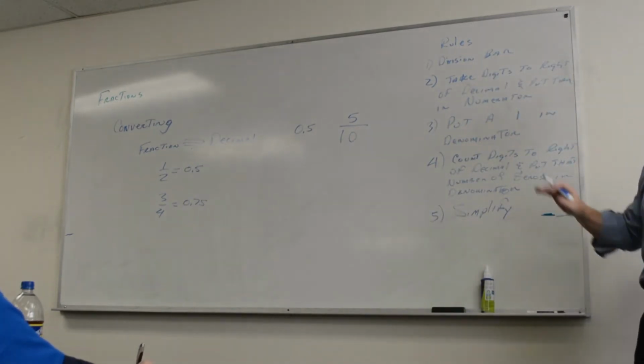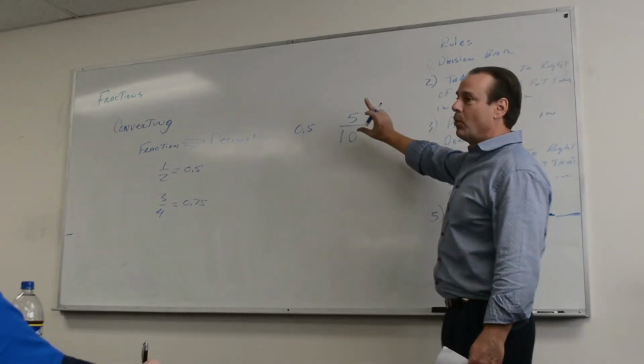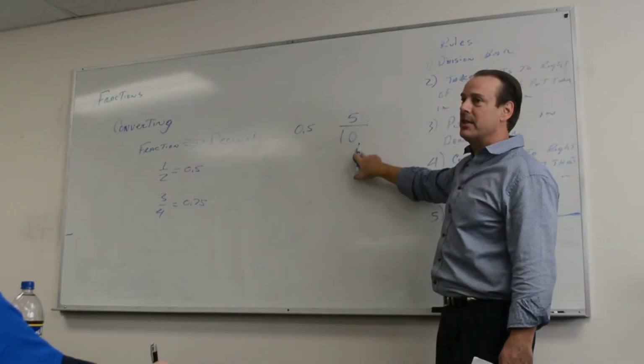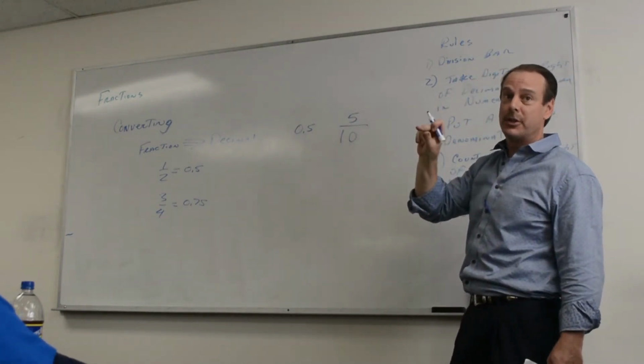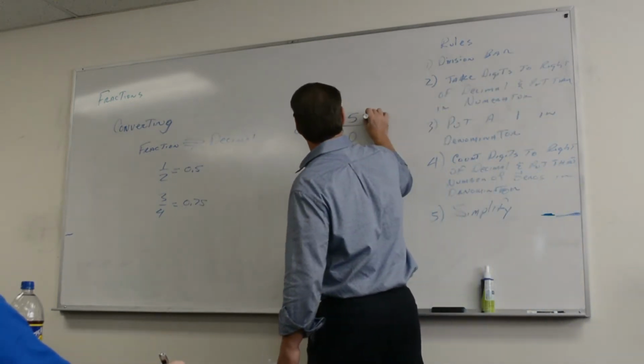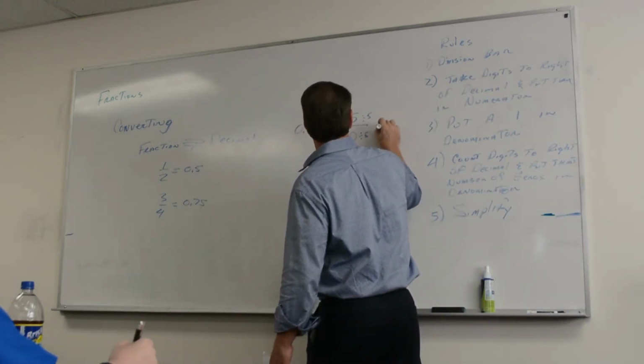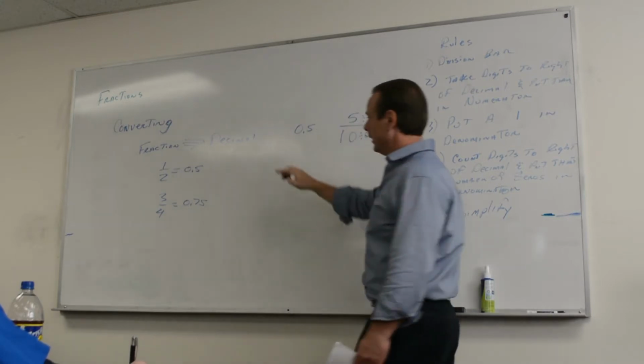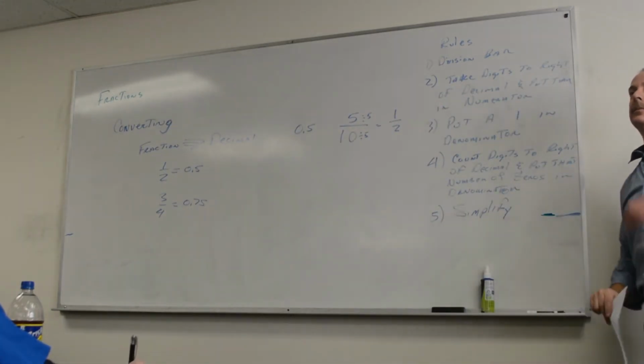1/2. Okay, now we look at this. One trick to simplifying: this ends in 5, this ends in 0. We know both terms are divisible by 5, so let's divide this by 5 and this by 5. We're going to get 1 over 2. Is that correct? Yes.